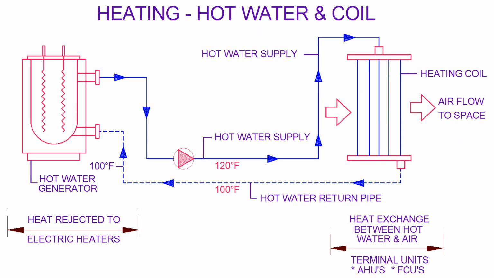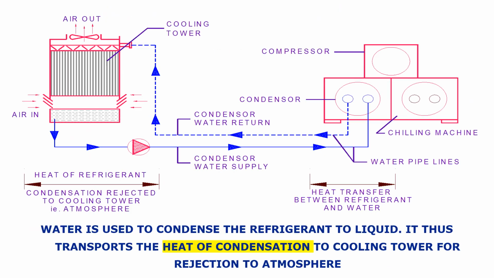For heating, the hot water coil is the same. Instead of a chiller, there is a hot water generator. Water is going at 120 degrees Fahrenheit with a differential, a delta T of 20 degrees Fahrenheit between inlet and outlet. The heat is absorbed and the water comes back to the hot water generator. So this is the difference between the heating and the cooling circuitry for any hydronic distribution in a central air conditioning plant.